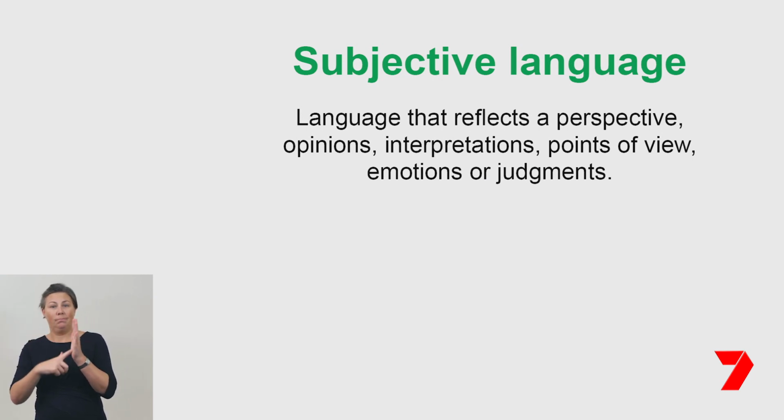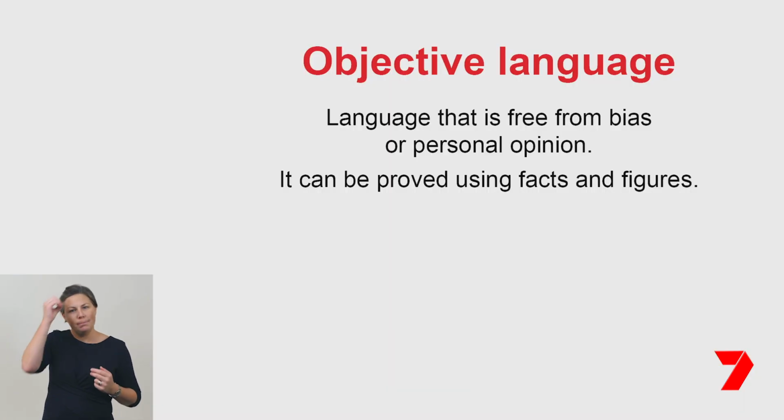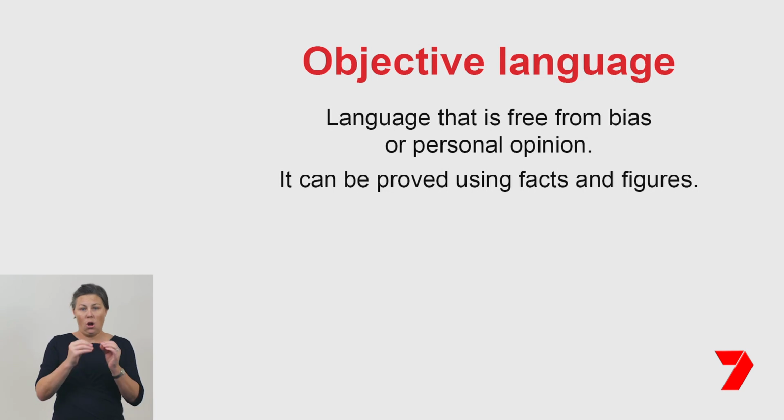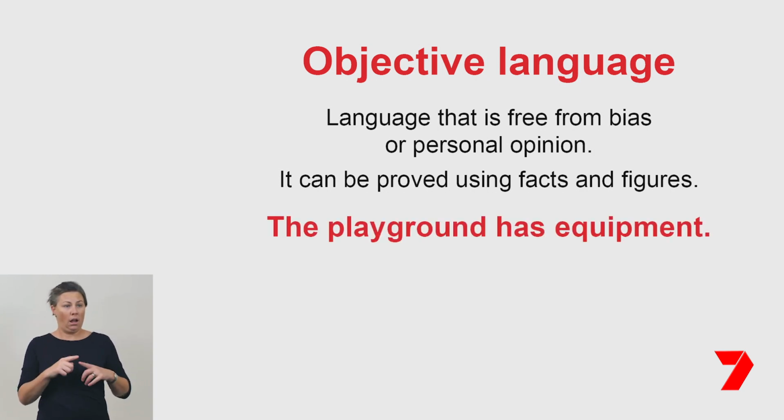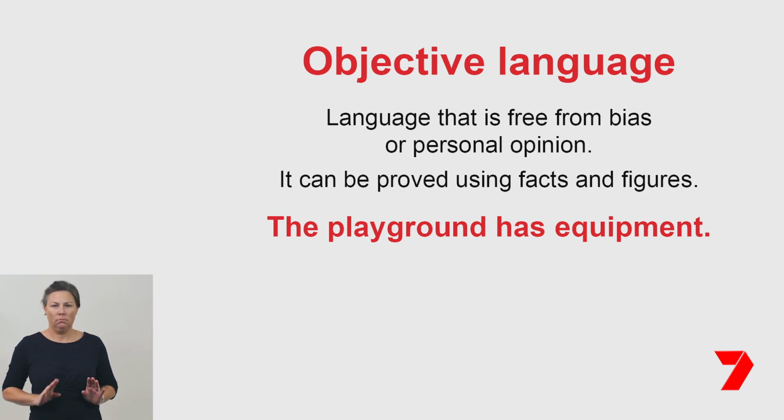Subjective language is language that reflects the writer's perspective, opinions, interpretations, points of view, emotions, and judgment. When authors use a subjective point of view, they often use evaluative language to show their opinion or feelings. Objective language is language that is free from bias or personal opinion. It can be proved by using facts and figures. For example, the playground has equipment. It can be proved that there is equipment in the playground. Objective language does not convey an opinion. It uses facts alone to give the reader unbiased information.